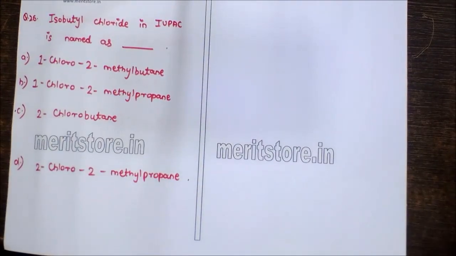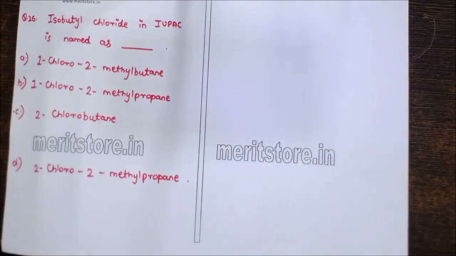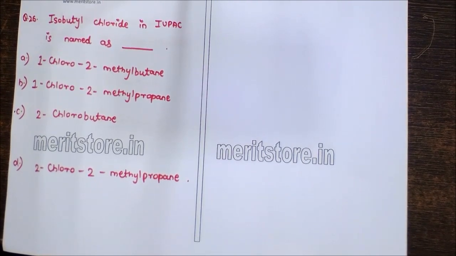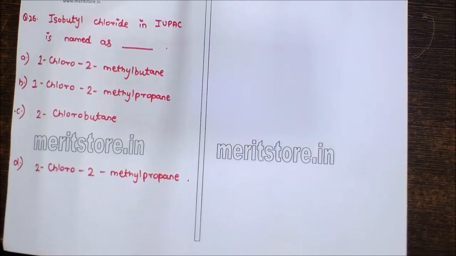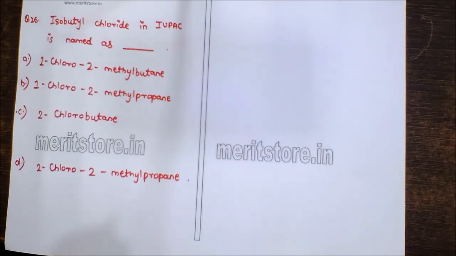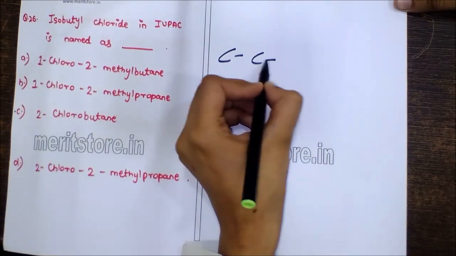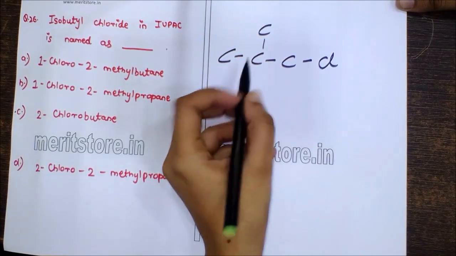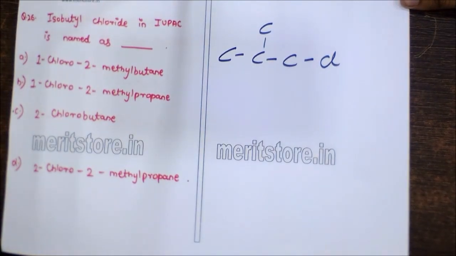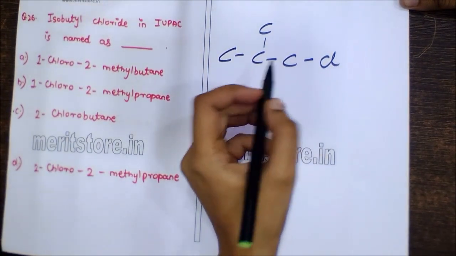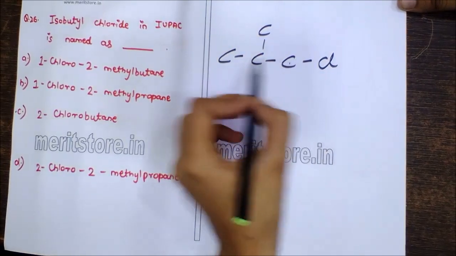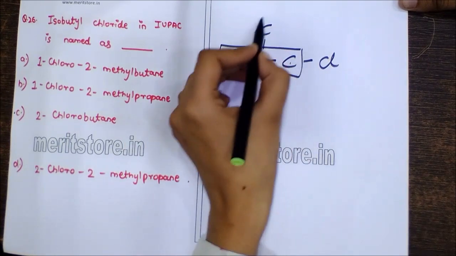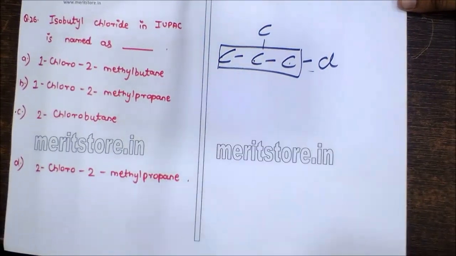Question 26. Isobutyl chloride in IUPAC name is named as A. 1-chloro-2-methylbutane, B. 1-chloro-2-methylpropane, C. 2-chlorobutane, D. 2-chloro-2-methylpropane. So first we will make isobutyl chloride. This is my isobutyl chloride. I have made the structural formula eliminating the hydrogens. Now over here we'll first find the longest chain. This 1, 2, 3 is my longest chain. You can even take this as the longest chain because that is also equal, that is 3.